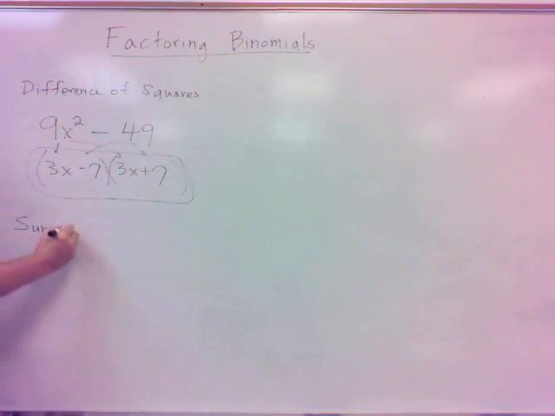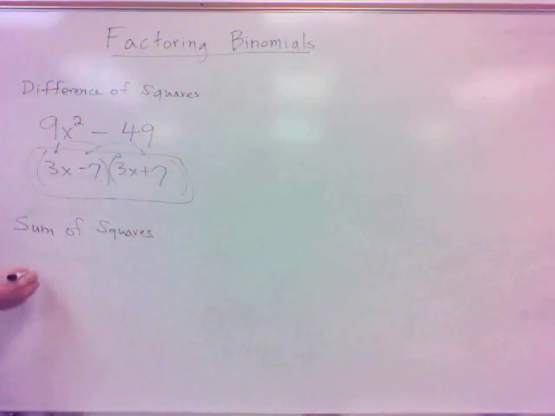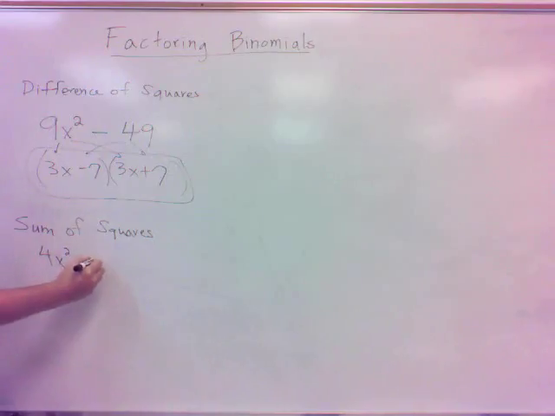Now, what about a sum of squares? Well, if it was 4x squared plus 25, that's also squares. But what about a sum of squares? It is prime. Sum of squares is always prime. So that's how the binomials, if they're squares, work out.